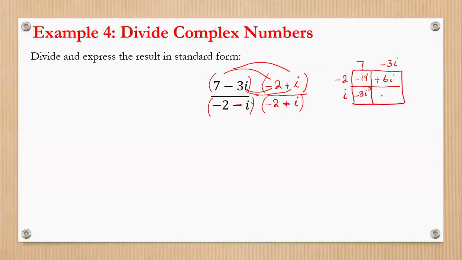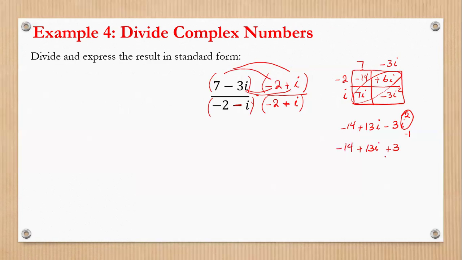Oh, sorry, here. And I times 7, which is 7I. We can combine the like terms. 7I plus 6I is 13I. We have a -14, and we also have a -3I squared. I squared is -1. If I multiply -1 by -3, it gives me +3. I bring down the rest.